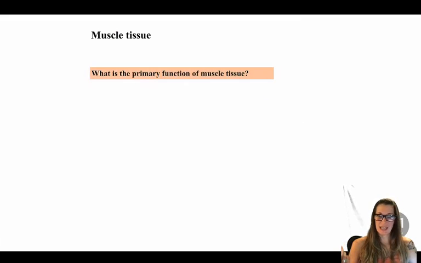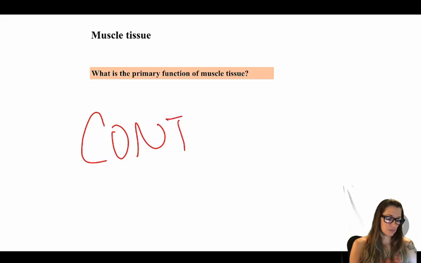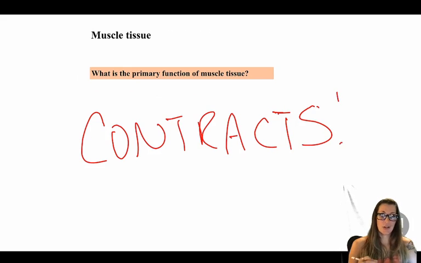Stop and think for just a second about what is the primary function of muscle tissue. I guarantee you know this. What does muscle tissue do? You probably thought something along the lines of it contracts. And you're exactly right. The cells of muscle tissue are specially designed to contract.